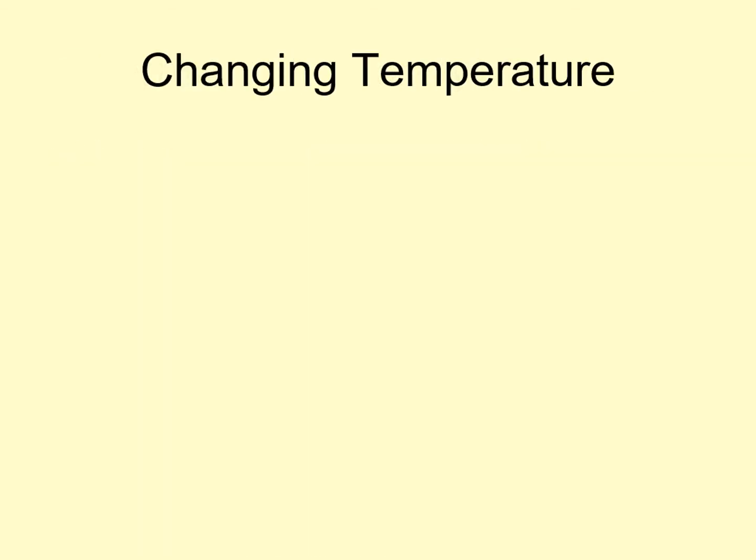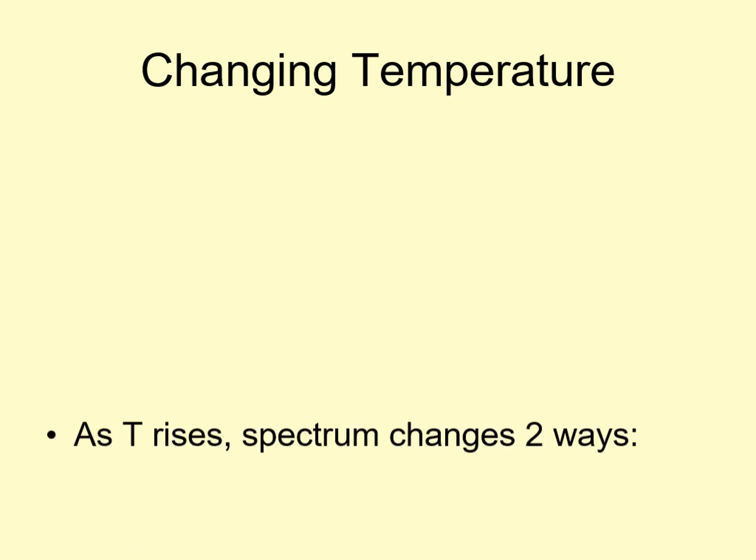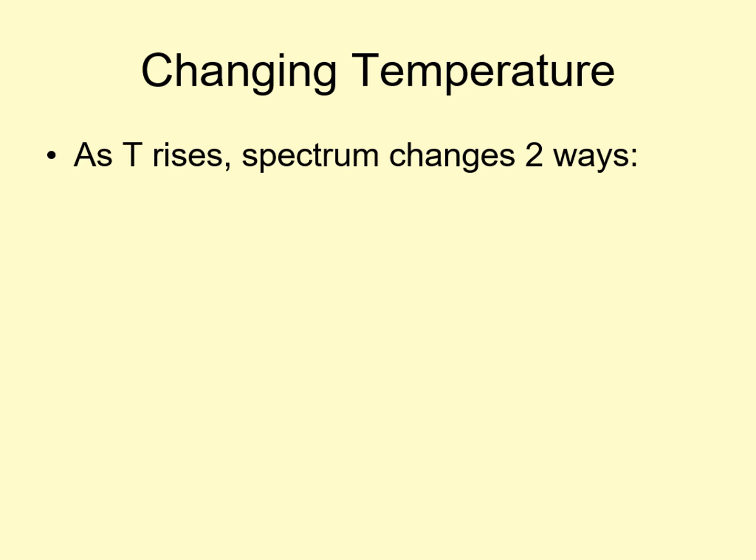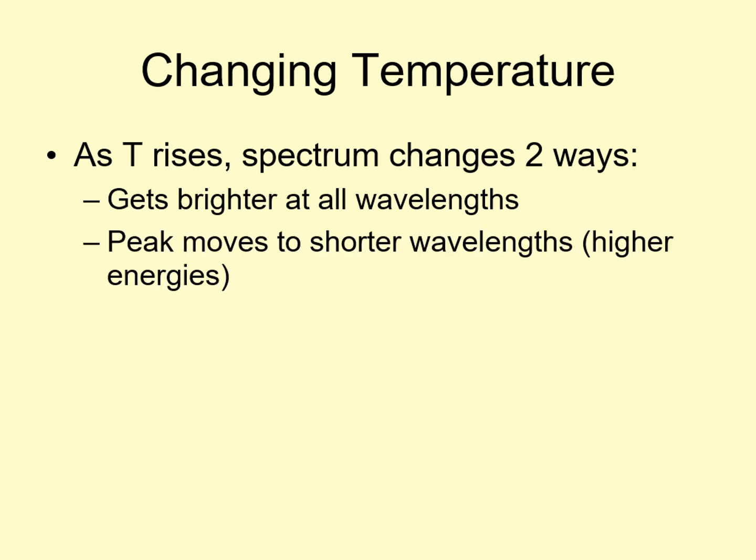What I just described for a hot piece of metal applies generally for thermal radiation. As an object heats up, the light it emits changes two ways. The brightness goes up rapidly, and the color changes towards shorter wavelengths. In other words, it gets bluer.